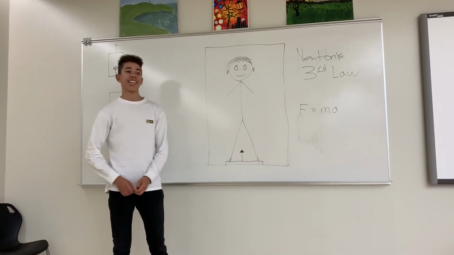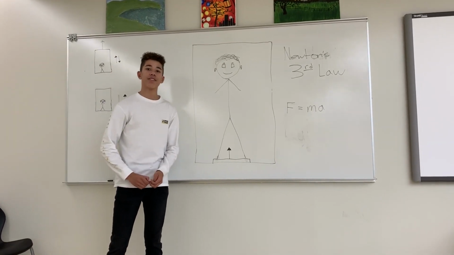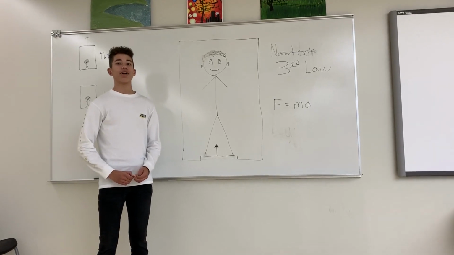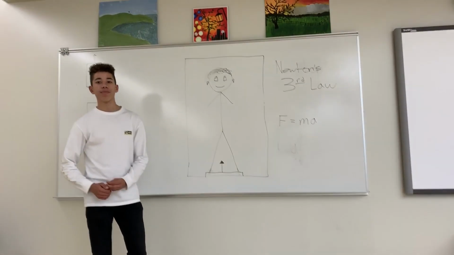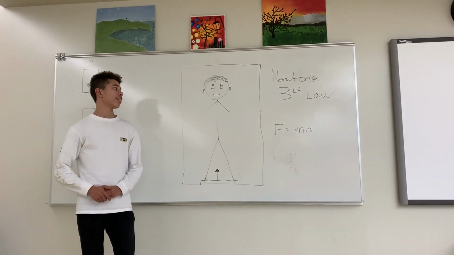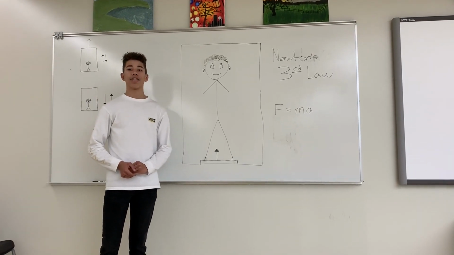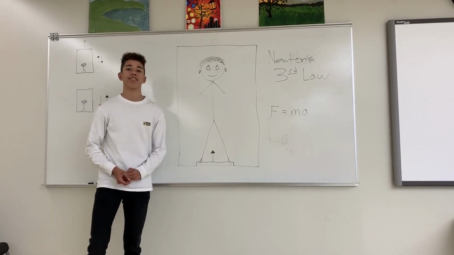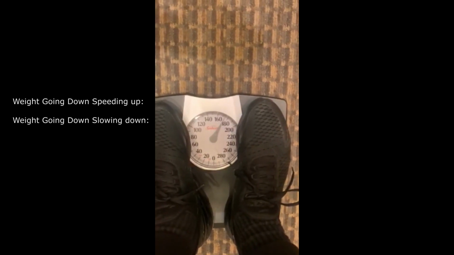So going into the data collection, we hypothesize that Ibuki will accelerate the fastest while going down because of the help from gravity. And also we believe that he will accelerate the least while traveling upwards and slowing down because of gravity.